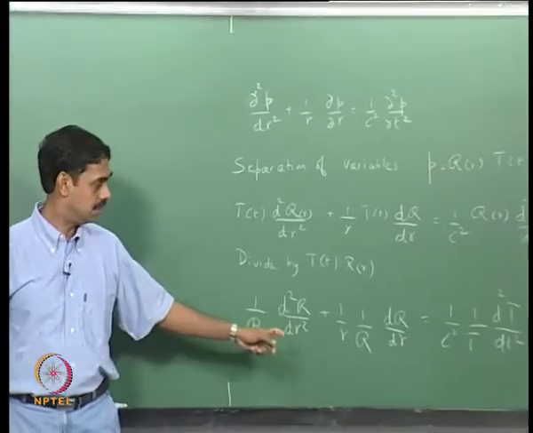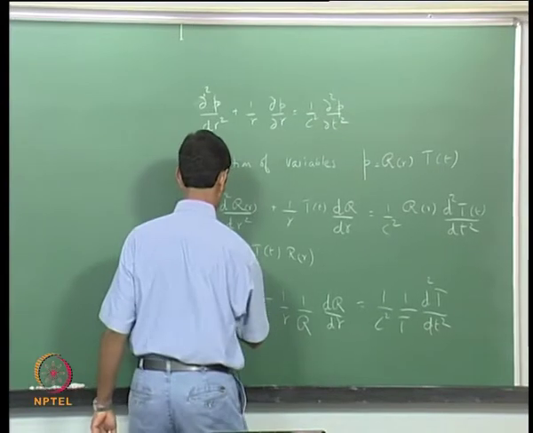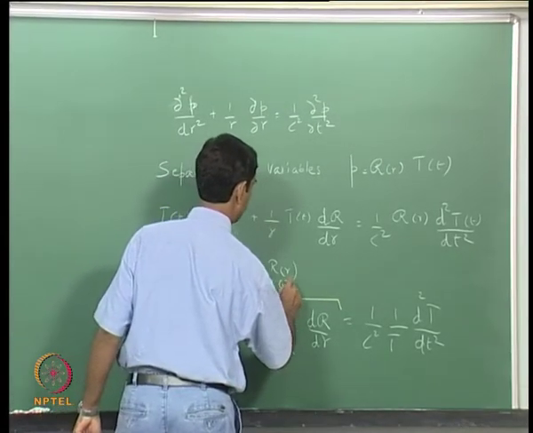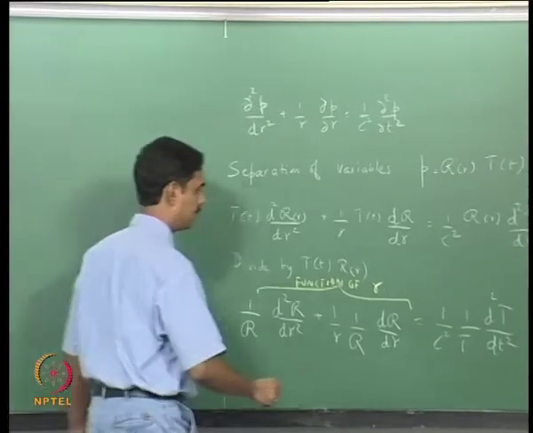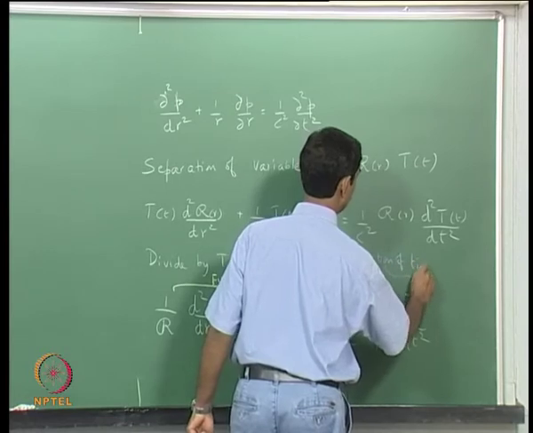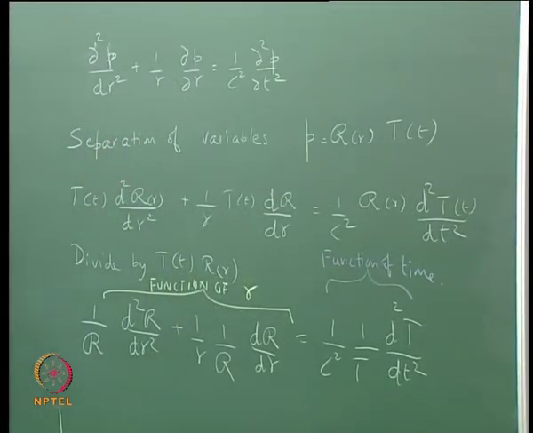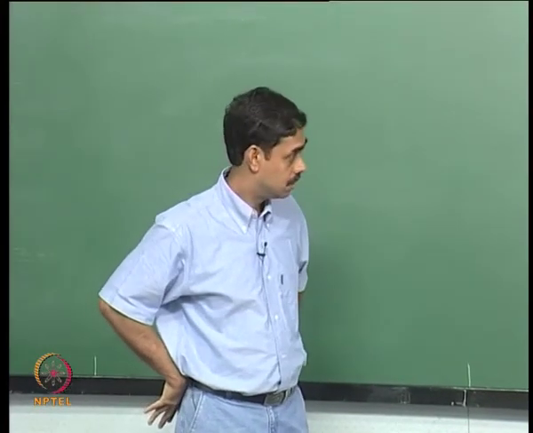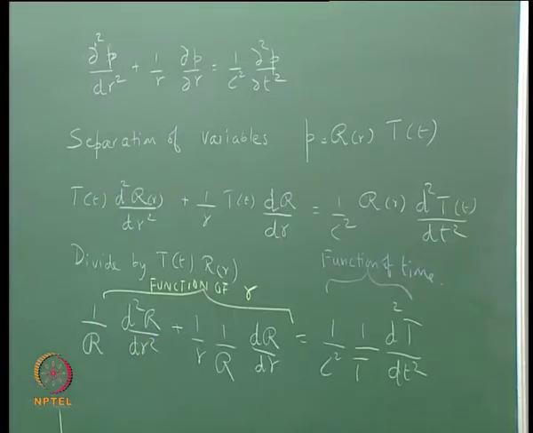So what do you observe from this? The left hand side is actually a function only of r. This is a function of r, and the right hand side is a function of time. R of r and T of t would be non-zero. Should be? Non-zero at all r and all t. Why? Because we divided by R of r and T of t. So yes, it will be non-zero.